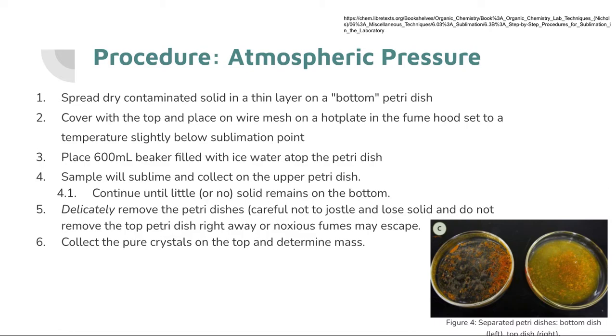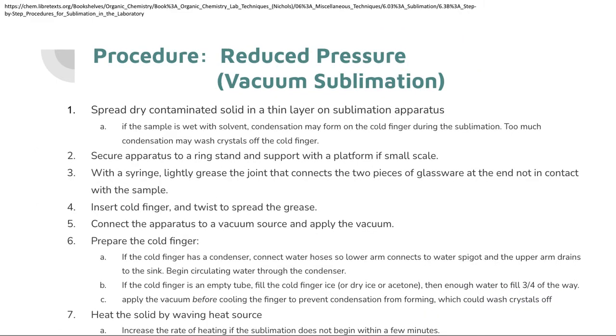The crystals on the top Petri dish are purified and should be retained, and their mass then determined. Sometimes material on the bottom dish may also be saved if it appears crystalline, like if it fell off, and then the appearance would help indicate that it did go through the sublimation process. Though this should only be done if it doesn't appear contaminated with char or other substances. And now for the reduced pressure, so in a vacuum sublimation state, which is the more common version.